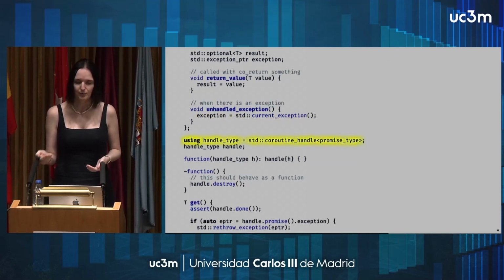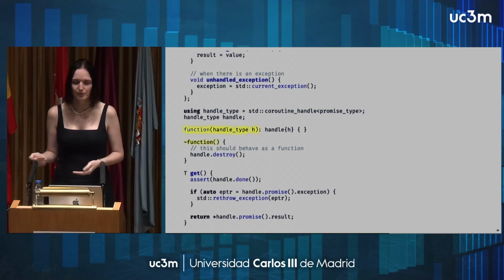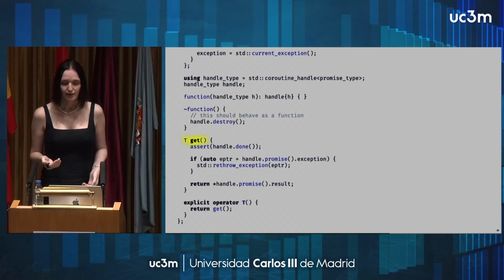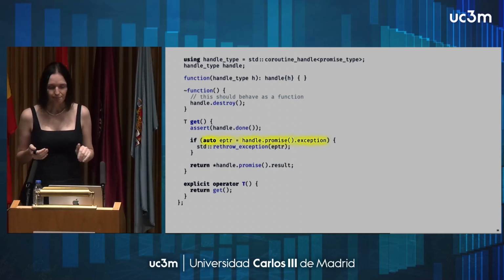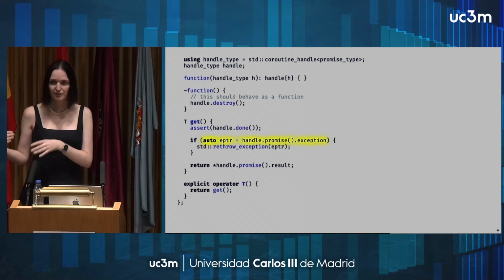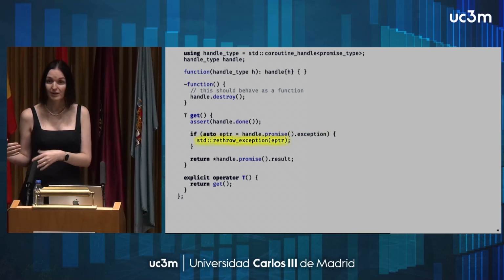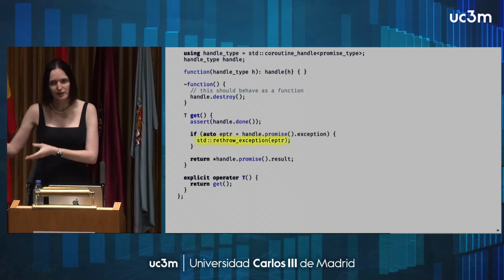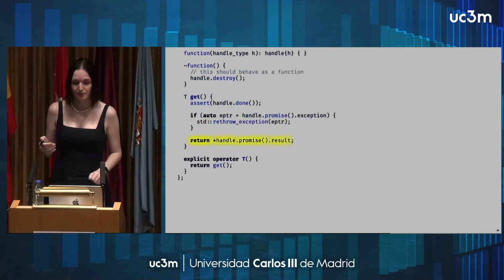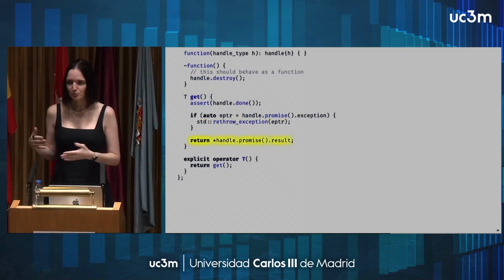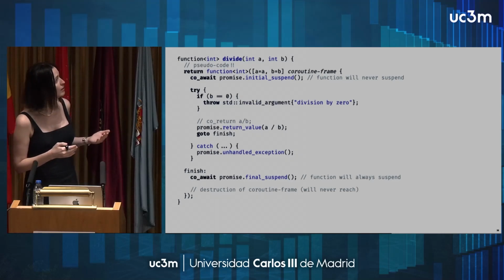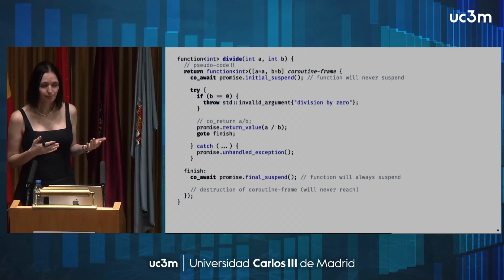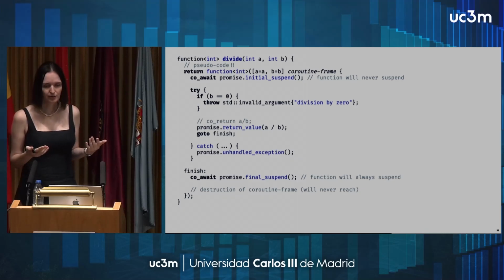So I have the handle type, a constructor from the handle type, and a destructor which will destroy the frame. You have the function get, which will check if the handle is done, with assert only, and then it will look if there is an exception. If there is an exception, it will rethrow it, as with a normal function: if you call a function and there is an exception, it will just propagate. And if there is no exception, it means there should be a result, and it will give you the result, and that's done. And we actually wrote a function as a coroutine. Let's use it.